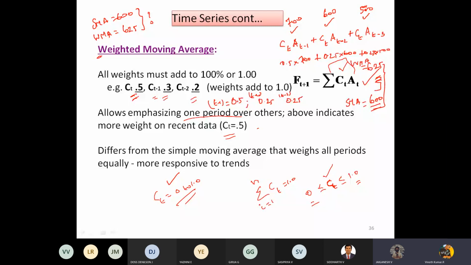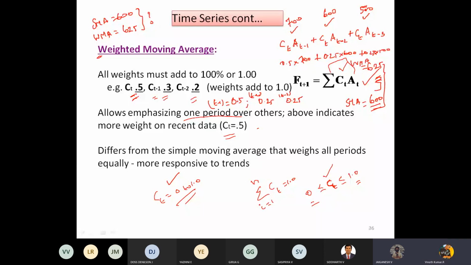Sir, as you said, the CT values are the ranges or the losses that have been considered. So compared to the simple moving average value, which won't consider the weights or losses, it is the oldest method. So the weighted moving average method is preferable, sir.